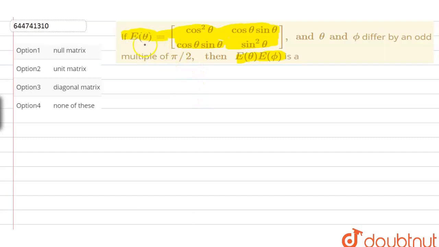In the given problem, we have been given a matrix E of theta, which is equal to this matrix, and we are also given that theta and phi differ by an odd multiple of pi by 2. So we can say that phi minus theta is equal to an odd multiple of pi by 2, that is (2n plus 1) into pi by 2. And then we have to find the value of E theta into E phi.